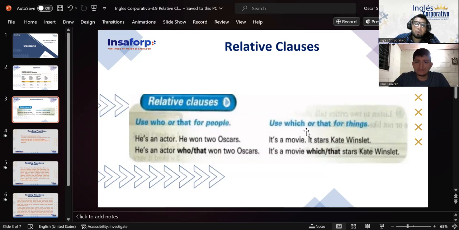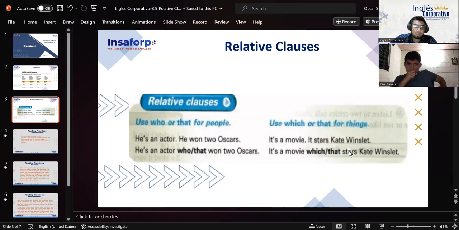We use which or that for things. And here, I will feel way more comfortable using that. So, two sentences that we have are, it's a movie. It stars Kate Winslet. So here we have an object and we have a person, you may say. But in this case, it works as an object as well because the person is simply receiving the action. So it's a movie. It stars Kate Winslet.